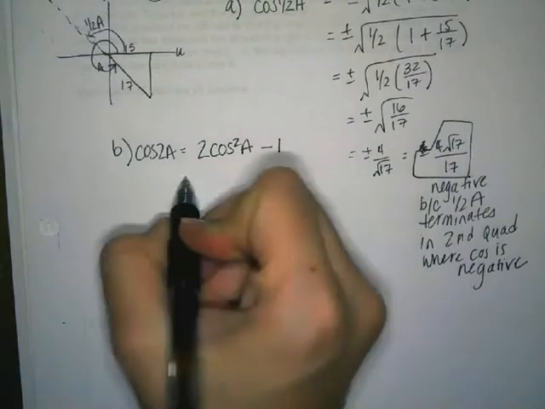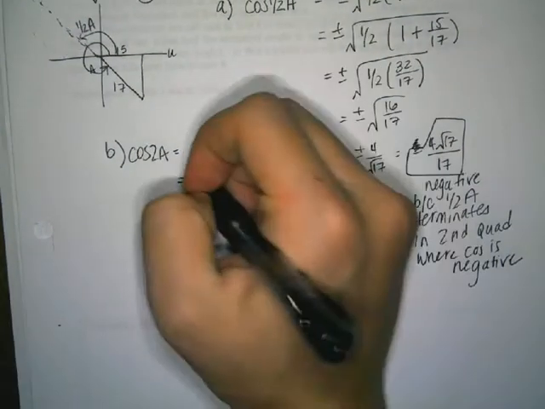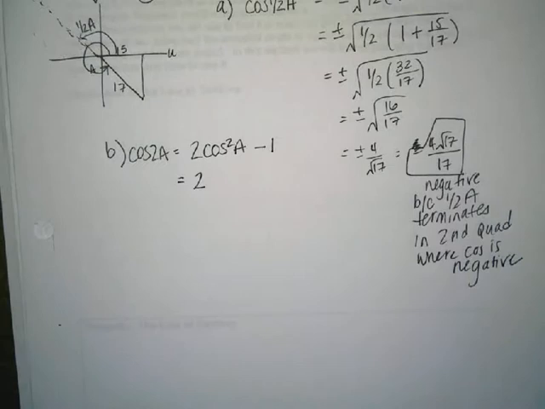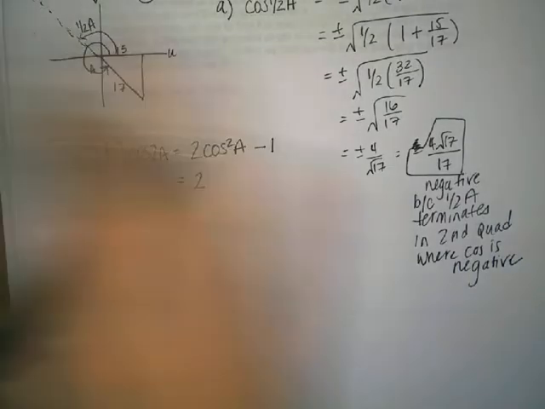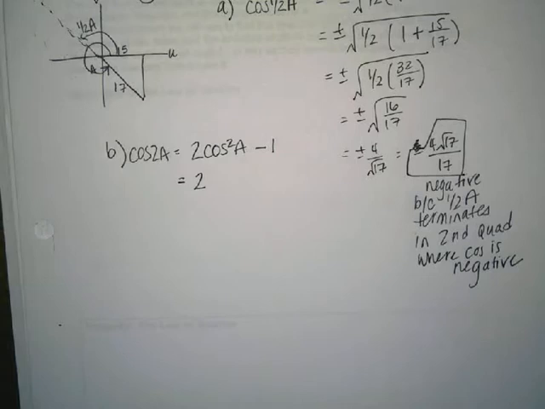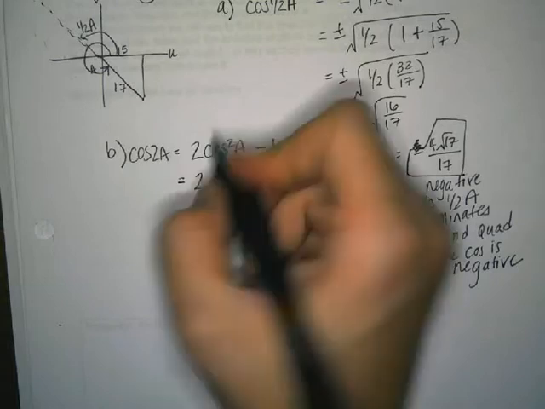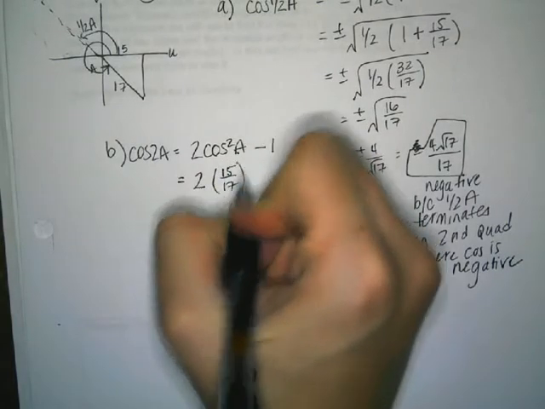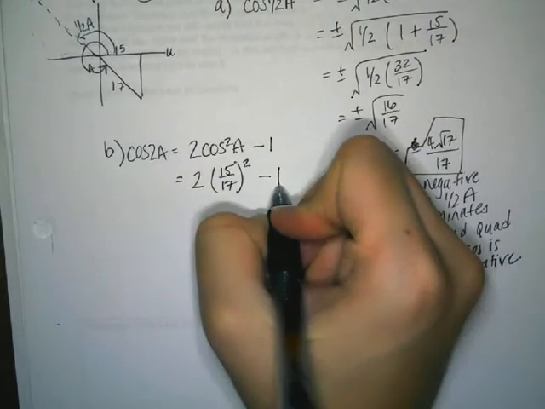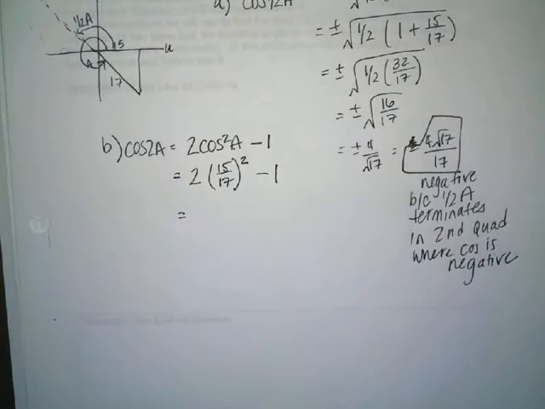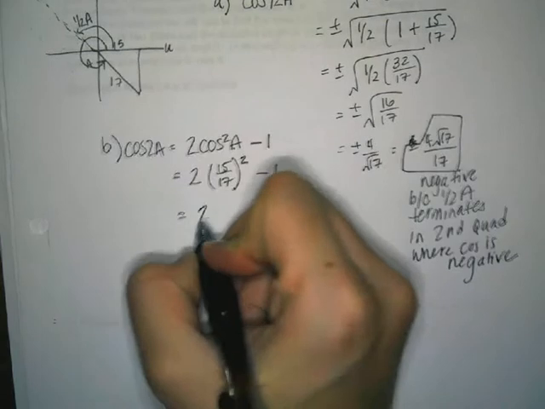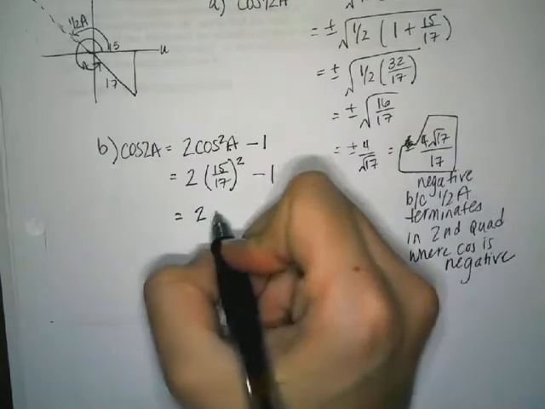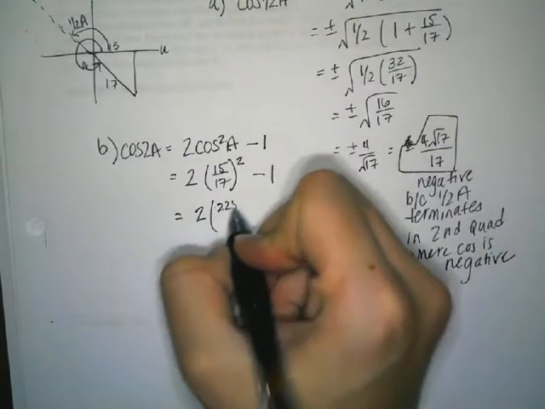So for this example, if we're trying to find the exact value, that means I'm just using the value they give me and plugging in where it goes. So what was cosine of A equal to? 15/17. So I'm going to replace cosine of A with 15/17, square it, and then the rest of it's just simplification. So 15 squared is 225, and then 17 squared is 289.